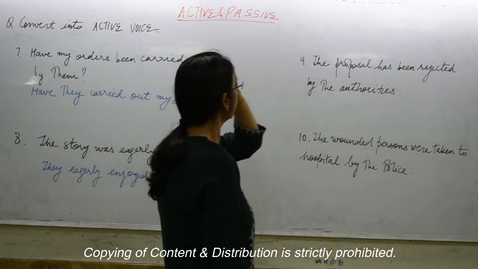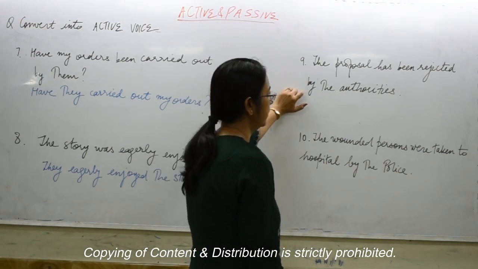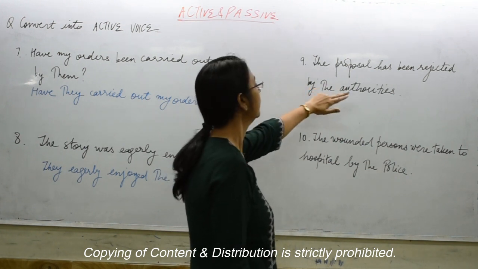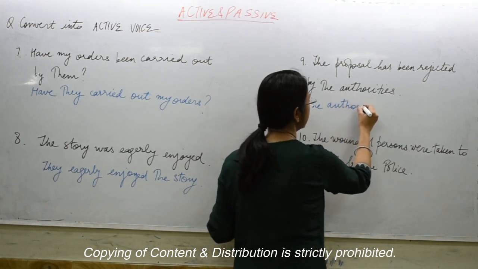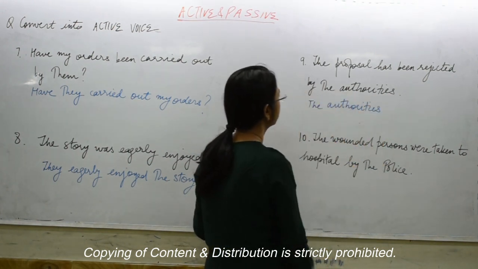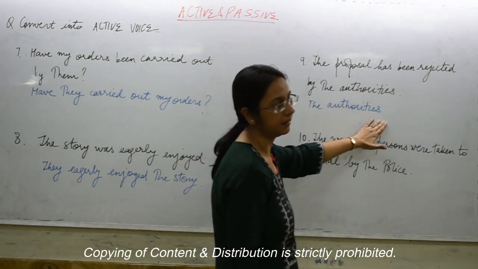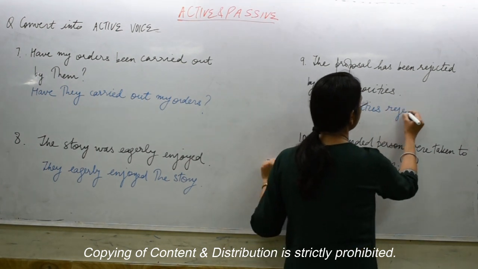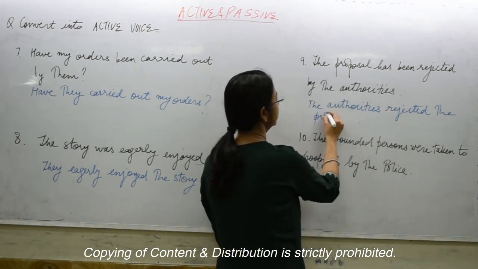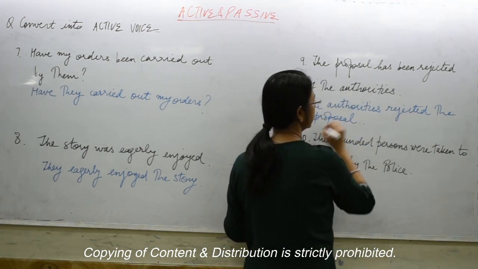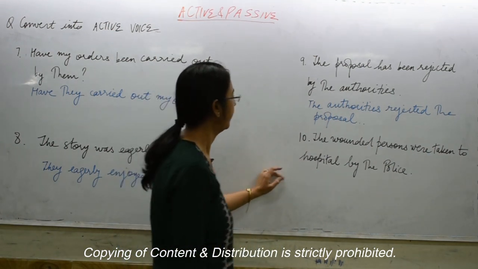So now, the proposal has been rejected by the authorities. So, we'll pick up the authorities. The authorities rejected the proposal. So, simple, rejected. The authorities rejected the proposal.